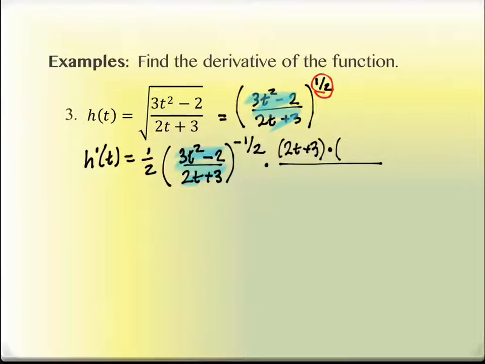What was it? I'm sorry? 6t, yes. My screen's just not big enough to see everything at once. Thank you. And then there's subtraction. Quotient rules always have subtraction, and then we flip the order. Now we do the numerator, which was 3t squared minus 2, and the derivative of the denominator. And what's the derivative of the denominator? 2. And it's written over the denominator squared, so 2t plus 3 squared.